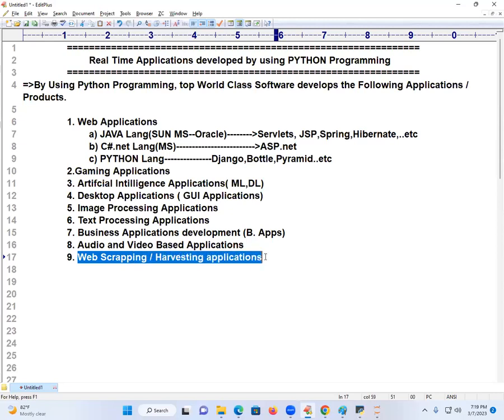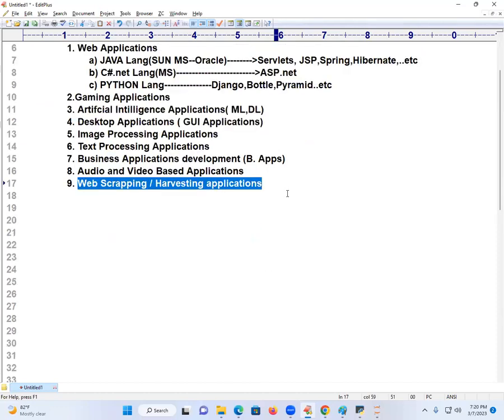Web scraping. In YouTube, you are searching certain kinds of videos, and regularly you will get only that type of videos now. What is that concept called? Web scraping, or also called web harvesting. Did you understand that word? What is the concept behind that? Python modules are used.